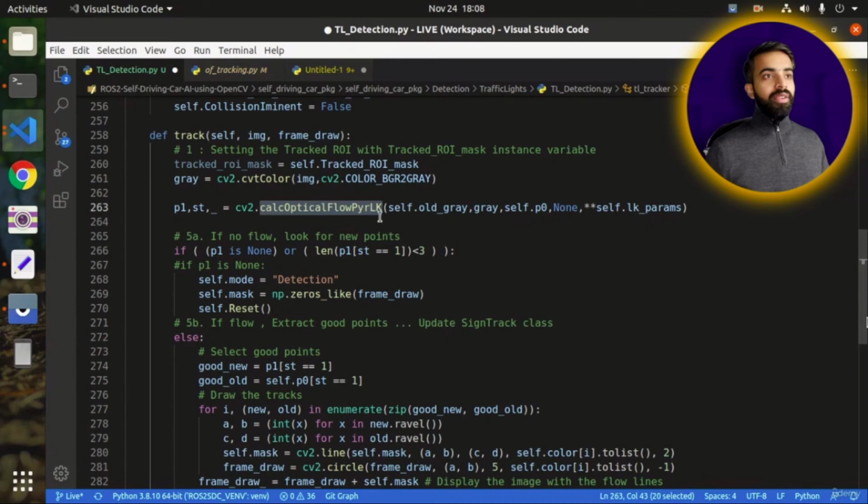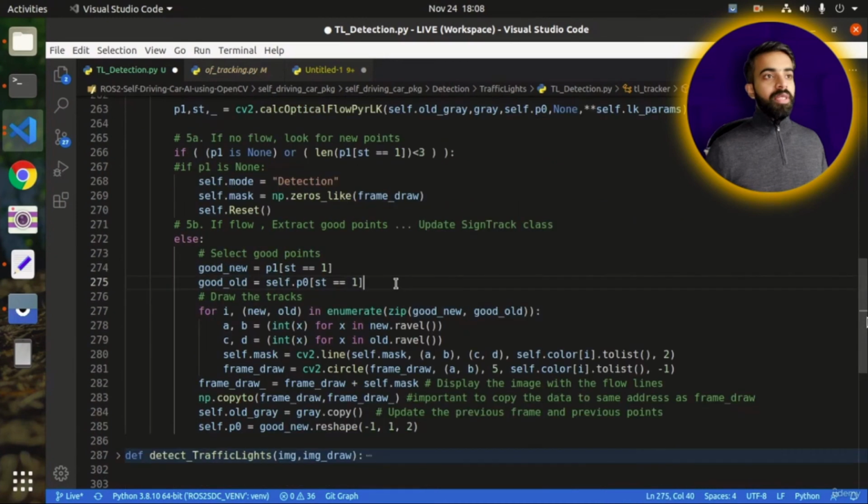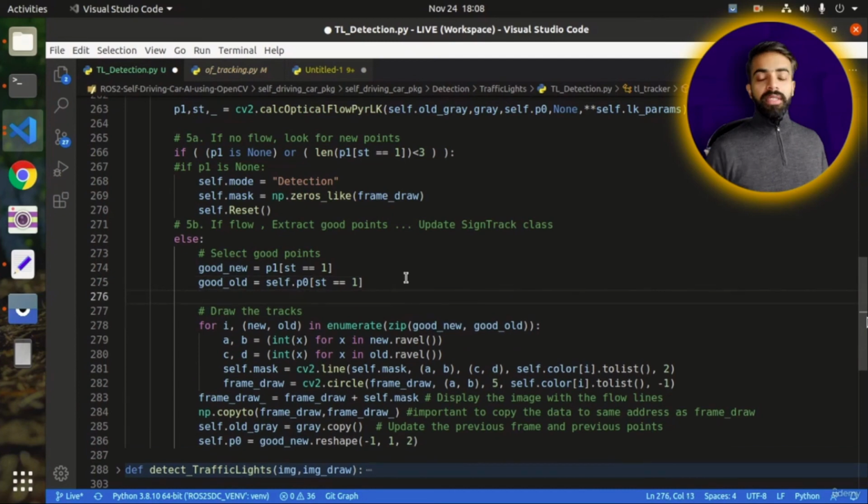Once it tracks the old point to this new point, that is P1, we extract the good old and the good new points. Once we have that, we want a new functionality inside this function. Instead of just drawing these points out for this particular tracker, we want to estimate the track region of interest from these track points. The reason we want the track region of interest instead of the track points is because the track region of interest will be used to estimate or get the state of this traffic light. And that will be done using homography estimation.